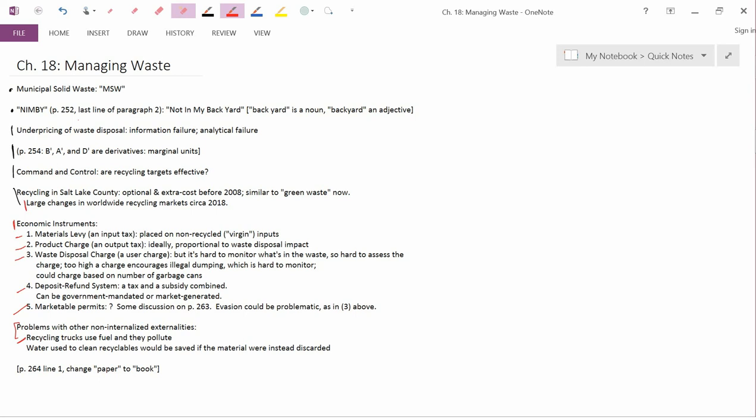But we don't have perfect pollution taxes, and therefore it's not clear whether having a fleet of heavy diesel trucks going to every single home in Salt Lake County in order to collect recycling is a good idea for the environment overall, because it makes air pollution worse, even though it makes the municipal solid waste stream smaller.